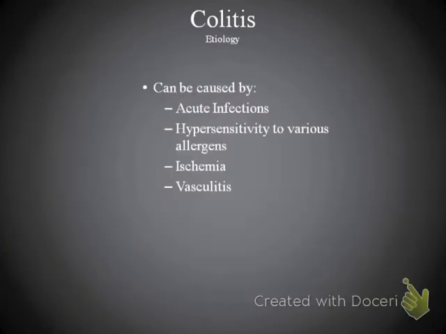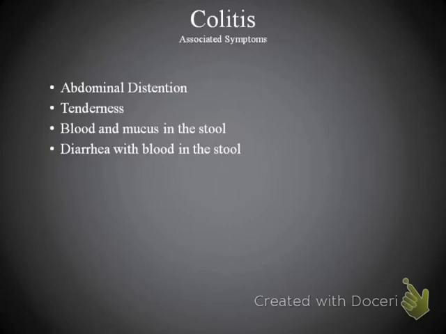So what causes colitis? It can be caused by acute infections, hypersensitivity to various allergens, ischemia, and vasculitis, as we saw in the previous. So patients who have colitis typically present with abdominal distension, diffuse tenderness, blood and mucus in the stool, and diarrhea with blood in the stool. If we'll notice here, typically you're going to see some blood in the stool, and this is really indicative of colitis, and mixed with mucus due to the inflammation and the inflammatory processes that might be actually occurring.